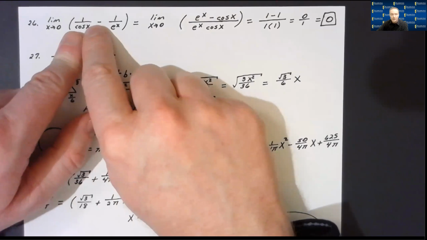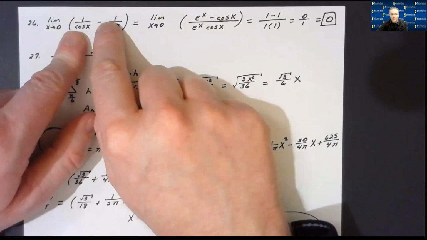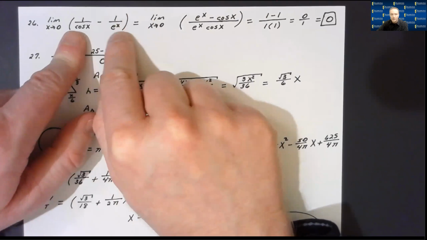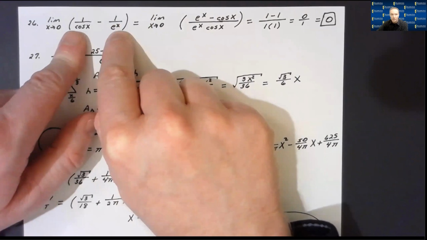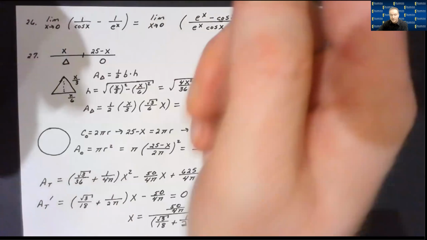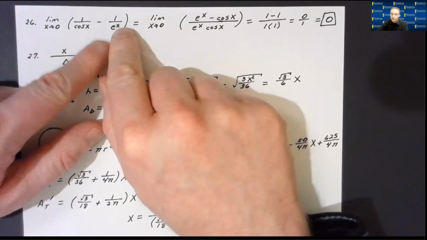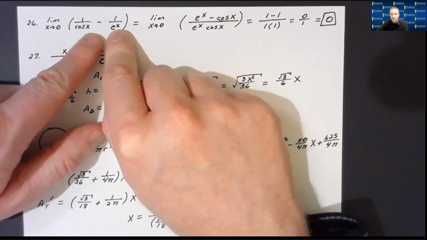1 over the cosine of 0, that's 1 over 1. And then this is minus 1 over e to the 0, which is also 1. 1 over 1 minus 1 over 1. Your answer is 0. Done. Could you have just done that? Absolutely. There's no work that's needed in this problem.